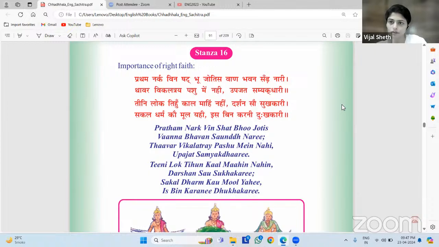Sthavar. Sthavar means what? Five kinds of sthavar are there. Jal kai, Agni kai, Vanaspati kai, Vayu kai. So all these sthavar jeev, one sensed organisms, Samyak drashti does not become that. Vikalatray, 2, 3, 4 sensed organisms, they will not become. So sthavar vikalatray pashu mein nahi. Upujat samyak dhari. So see how much less in the 84 lakh yonis they are transmigrating.